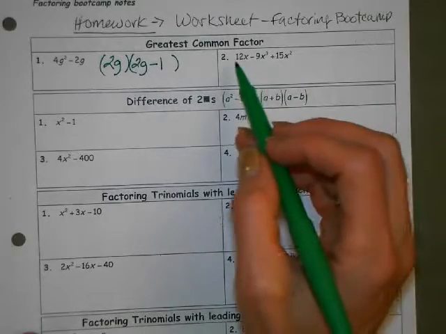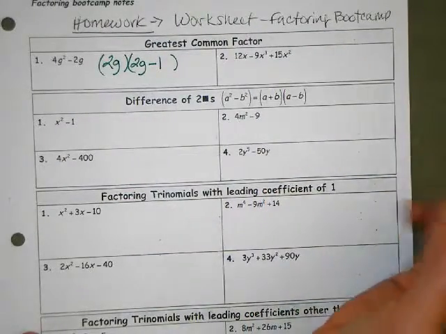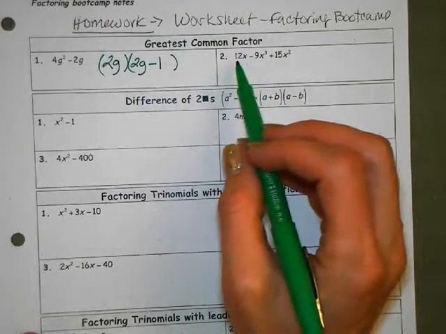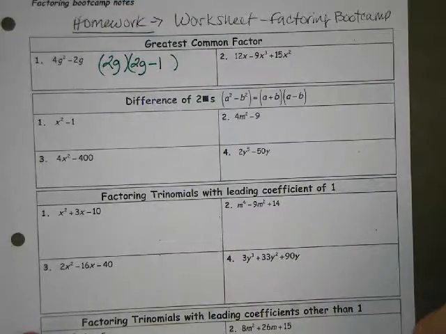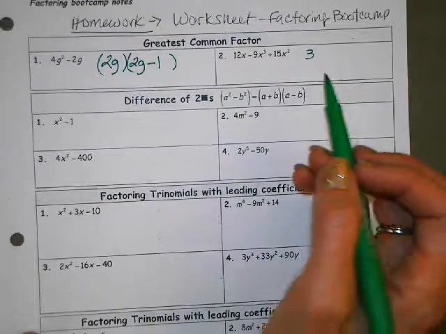Number 2 is 12x minus 9x cubed plus 15x squared. Okay? So let's look at the coefficients. What's the highest number, if anything, that I could pull out of all three of those? A 3? I could pull a 3, right? So let's pull out a 3.